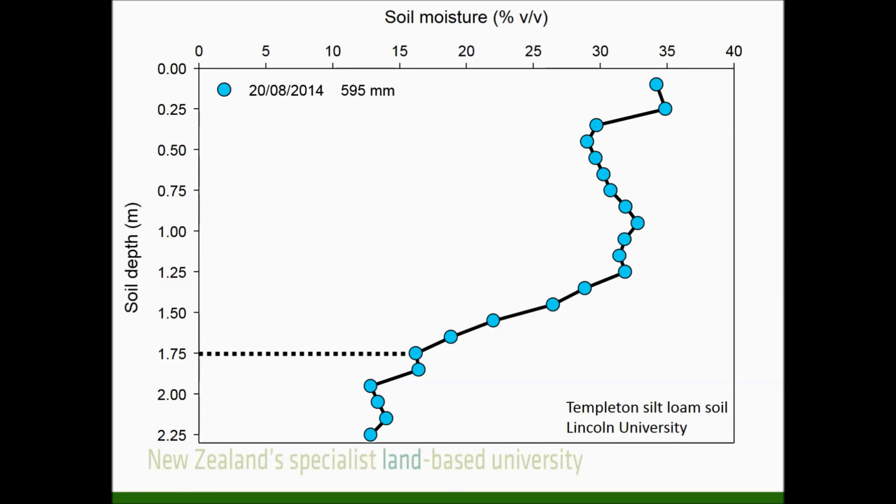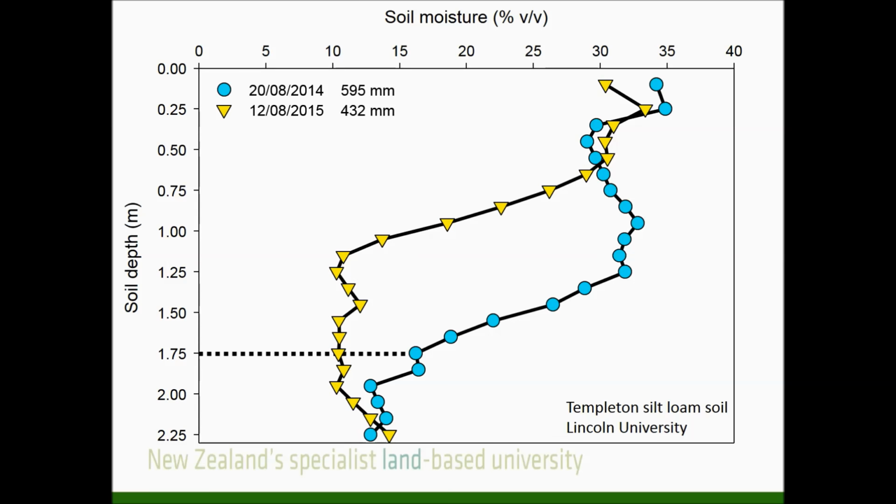If we look at 2015, then we had quite a different story. We can see that in the top half a metre or so, the soil moisture content was very similar between the 2 years. So the 12th of the 8th, 2015 and the 20th of the 8th, 2014, the top half metre, the soil profile looks essentially the same.